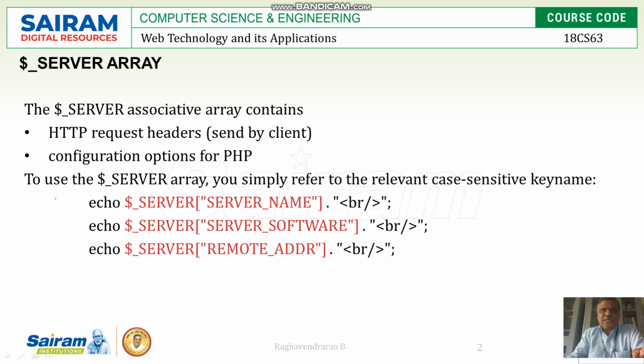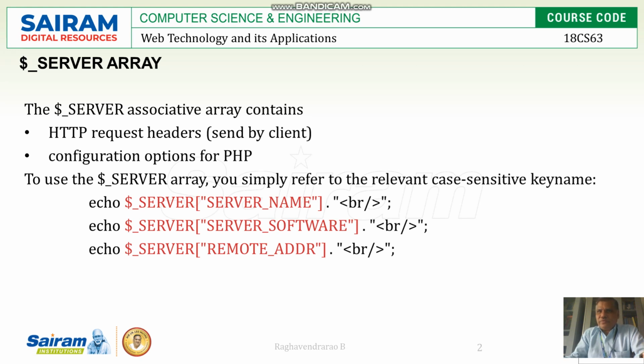You can see here we use the dollar $_SERVER array. It is case sensitive, one more thing, so you should write those in capital letters only. $_SERVER server name, $_SERVER server software, server remote address. When you write these, they are all called superglobal variables. The variable is accessed directly and you get the output.